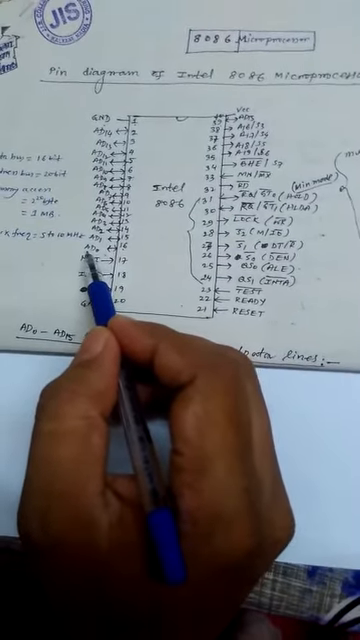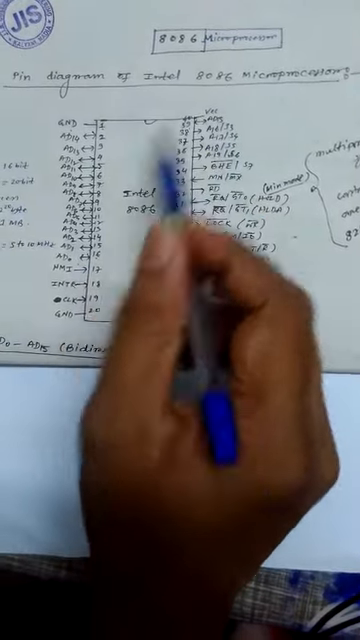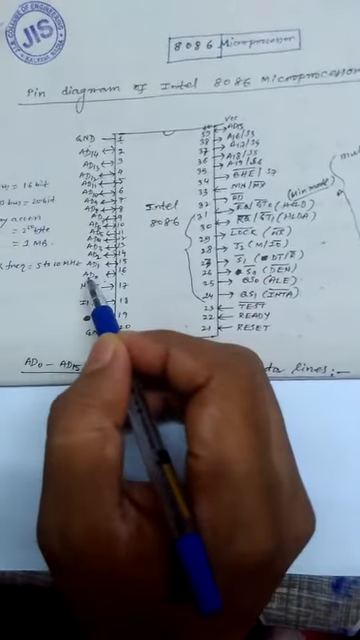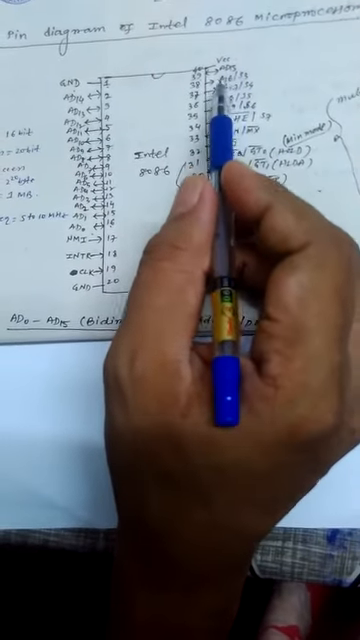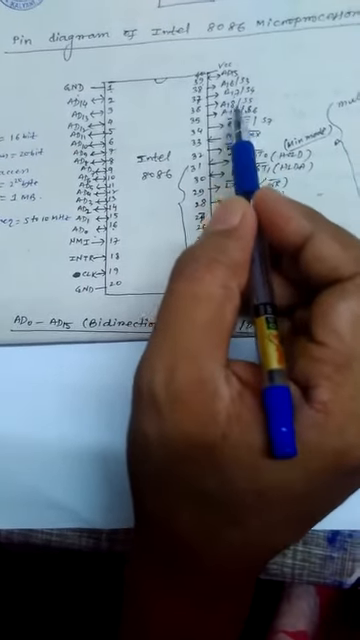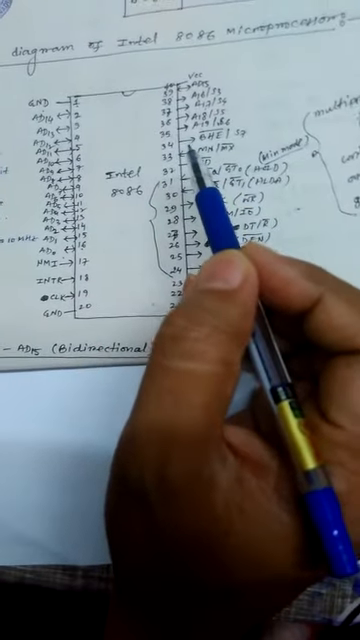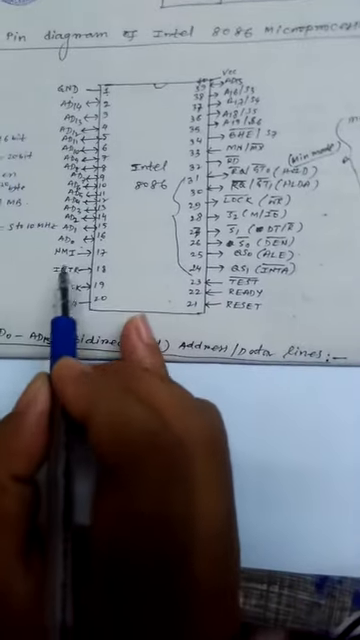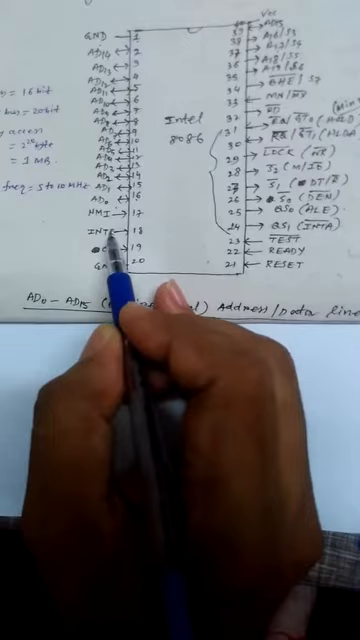So D0 to D15 is the 16-bit data bus, and for the address bus A0 to A15 as well as A16, A17, A18, A19. Total how many address lines? 20-bit. Okay, after that you check the non-maskable interrupt NMI and INTR, the interrupt request.